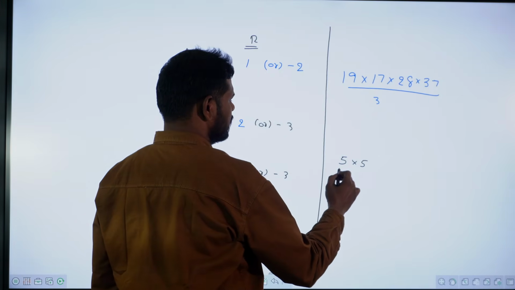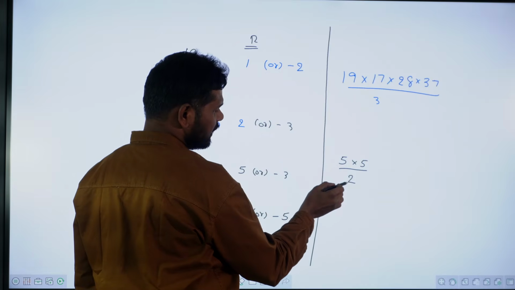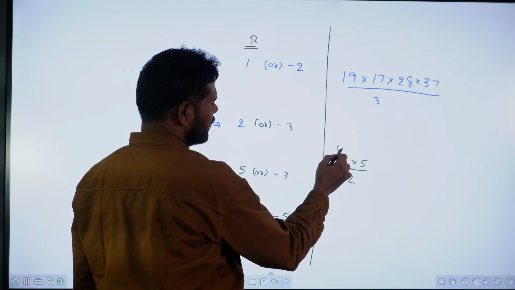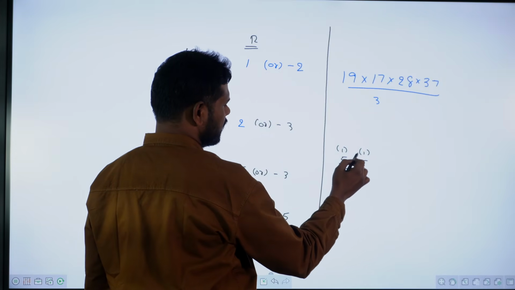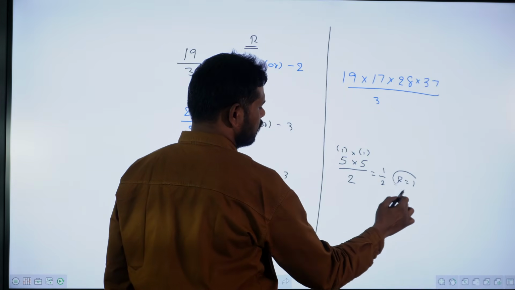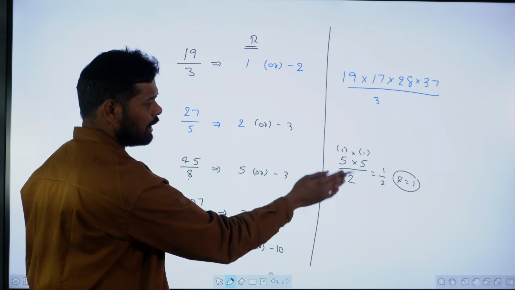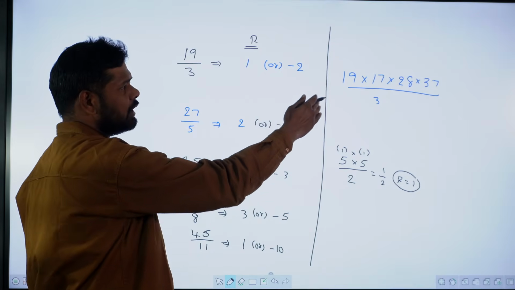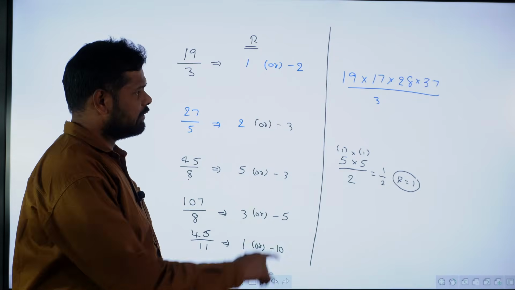5 into 5 divided by 2. What is the remainder? Separately divide this. 2 twos are 4, remainder is 1. 2 twos are 4, remainder is 1. After that, 1 into 1 means 1 by 2. Here 1 is divided by 2. What is the remainder? 1. Similarly, you divide the individual terms of that product by that divisor.